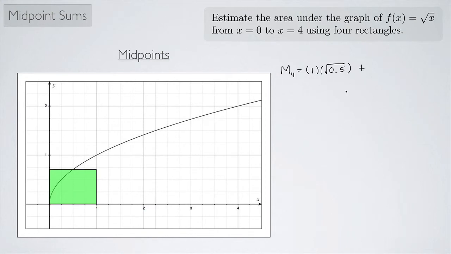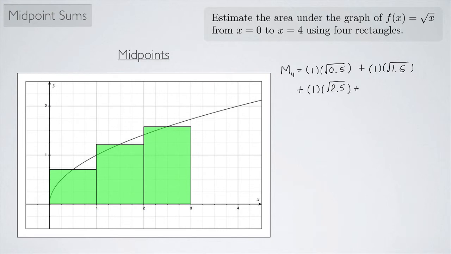My next rectangle is going to look like this. That's going to have a base of 1. They're all going to have a base of 1. And now the height of the rectangle is determined by the value of the function at 1.5. So that's going to be the square root of 1.5. Okay, next I have this rectangle. So that's going to also have a base of 1. And the height of this rectangle is determined by the value of the function at 2.5. See right there. So that's going to be the square root of 2.5.